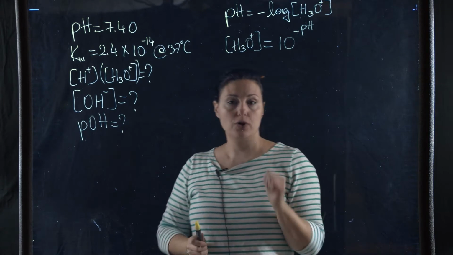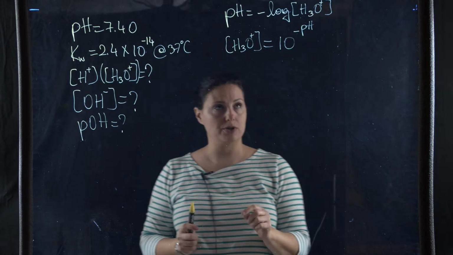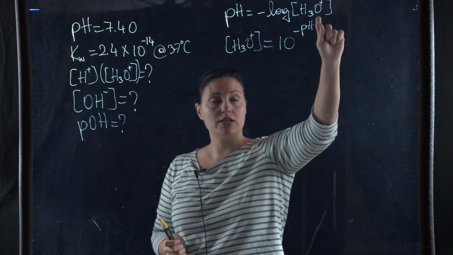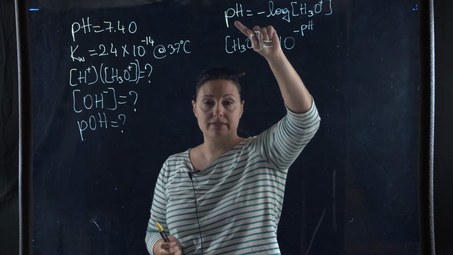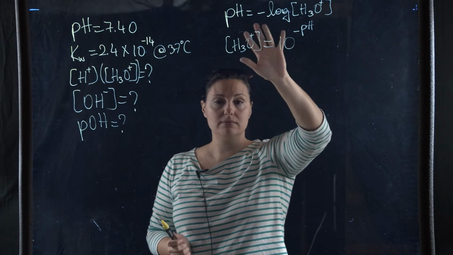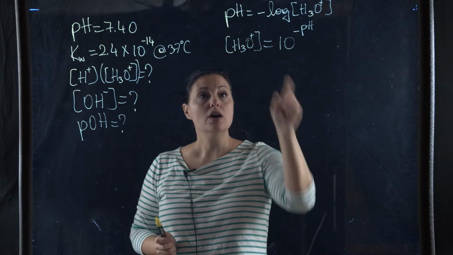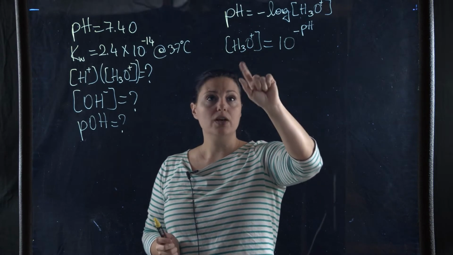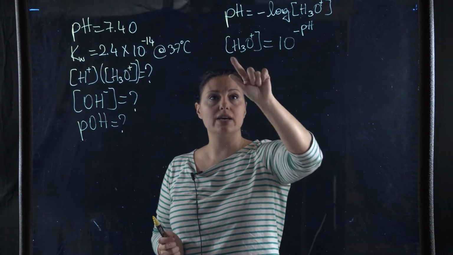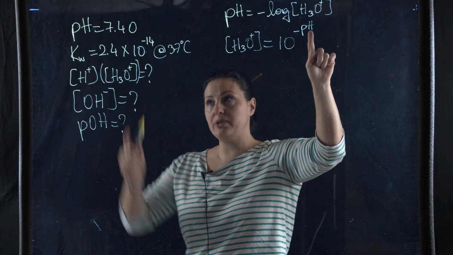How do you use these two formulas? Remember these, memorize these. You're going to use them a lot in this chapter. You use the top formula if you're given the concentration of H3O plus and you're asked to find the pH. In this case, we're not dealing with that because we don't know the concentration of H3O plus, but we do know the pH. For that, you use this second formula. To find the concentration of H3O plus, if you know the pH, you use this. H3O plus is equal to 10 raised to the power of minus your pH value.